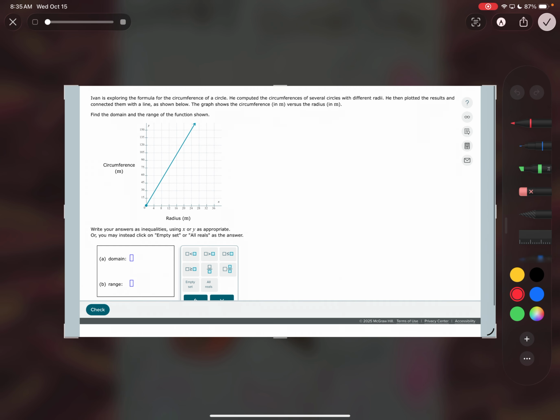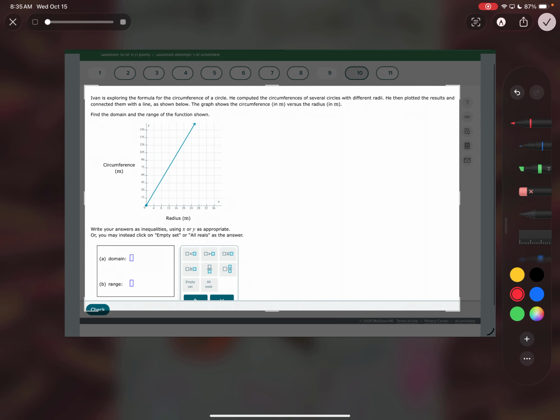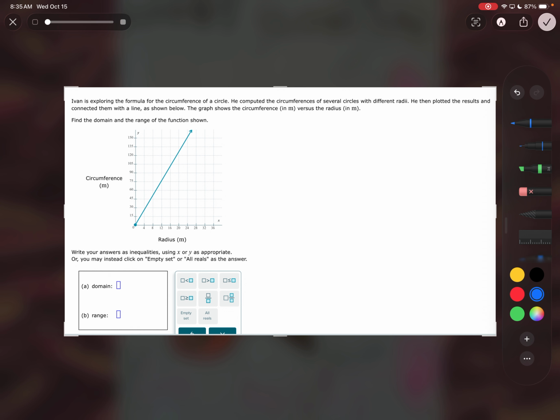Ivan is exploring the formula for the circumference of a circle. So he does it and graphs it based on the radius, compares the radius and the circumference. So this is just the domain and the range of a graph. You just got to look at this. So again, your domain is your x values, so it's left and right. So the radius could be 0 all the way to infinity. And the range, again, could be 0 all the way to infinity.